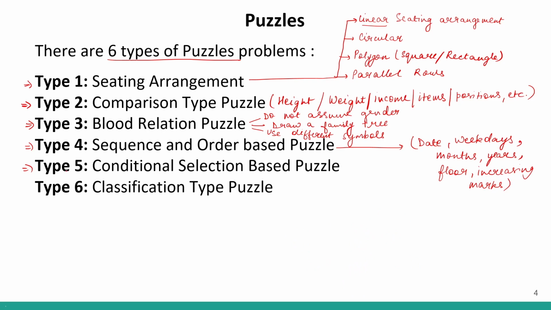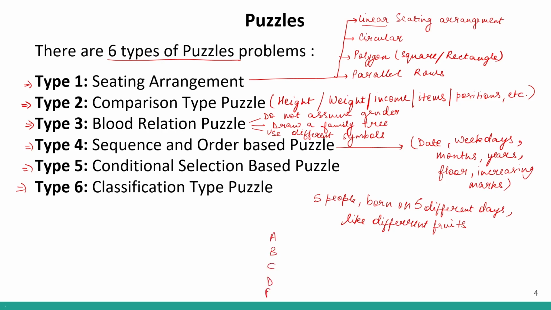The next type is classification type puzzles. Classification, again, let's say there are 5 people, born on 5 different days, and they like different fruits. Basically, this is very similar to tabulation. That is also a chapter we will do. They all like different fruits. So now let's say there are 5 people, A, B, C, D, E. They are born on different days. This is born on Monday.